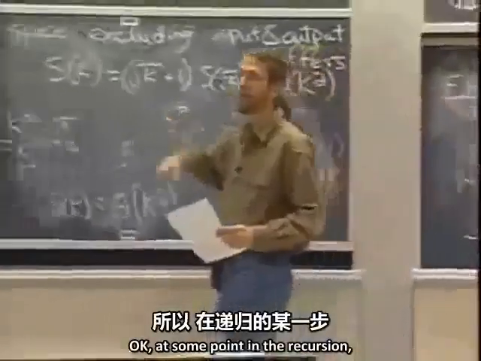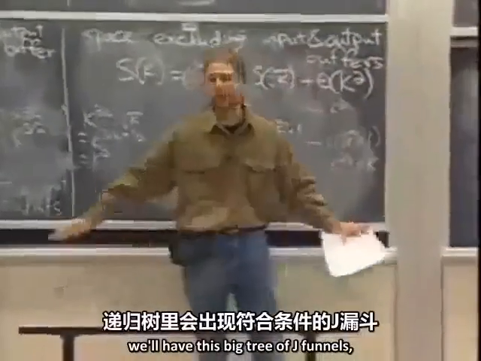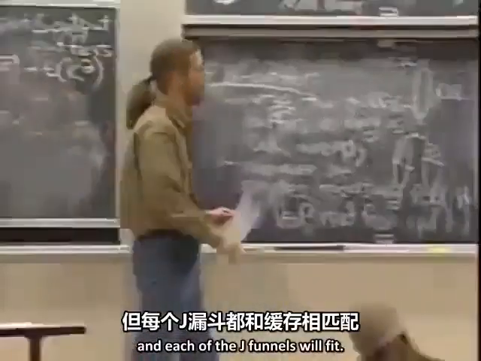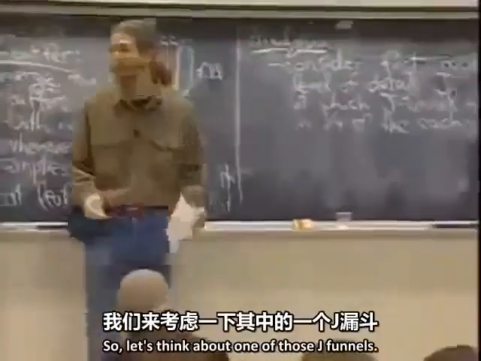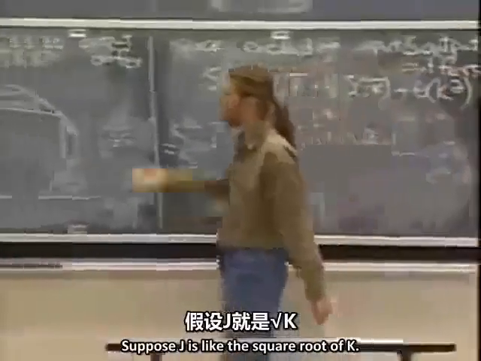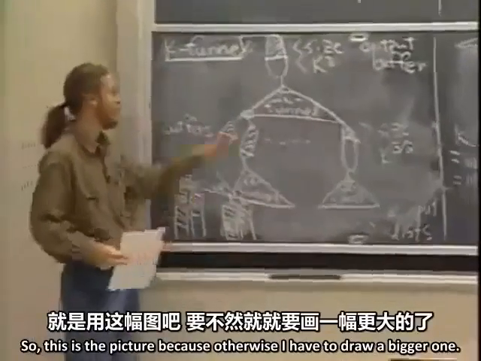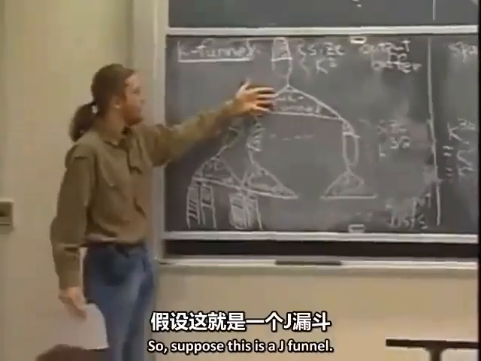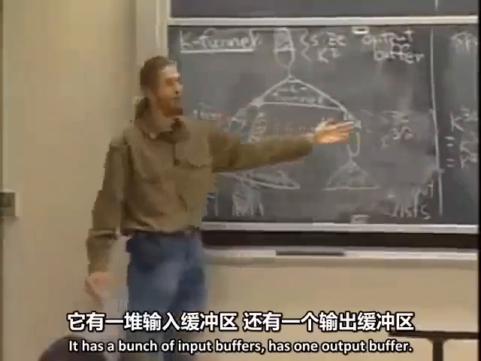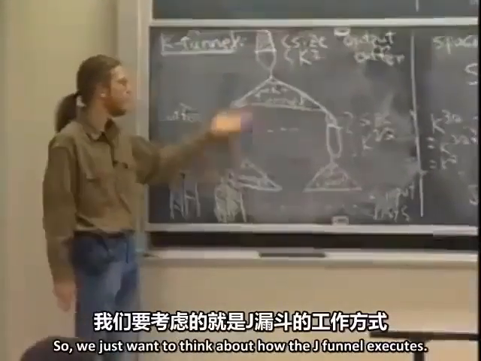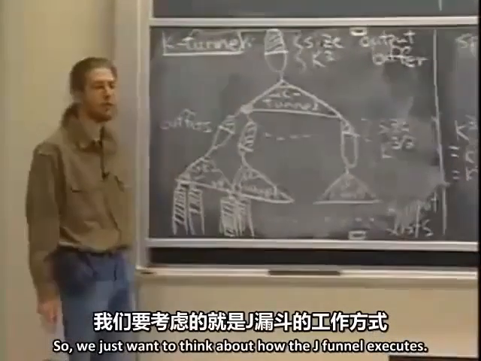Okay, at some point in the recursion, we'll have this big tree of J funnels with all sorts of buffers in between them, and each of the J funnels will fit. So let's think about one of those J funnels. Suppose J is like square root of K, so this is the picture, because otherwise I have to draw a bigger one. So suppose this is a J funnel. It has a bunch of input buffers, has one output buffer. So we just want to think about how the J funnel executes.